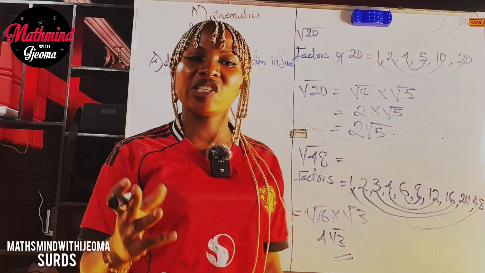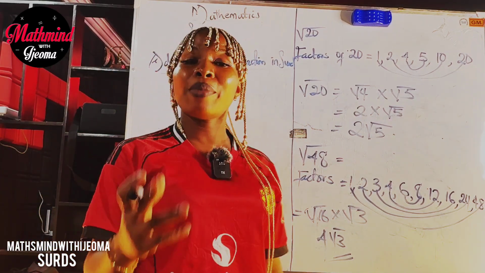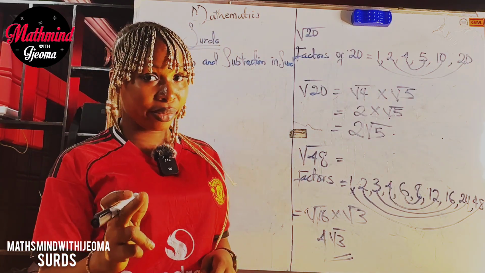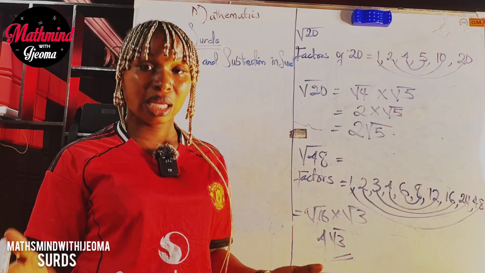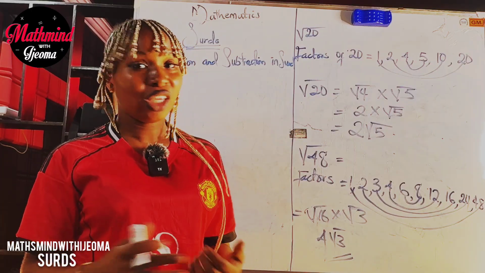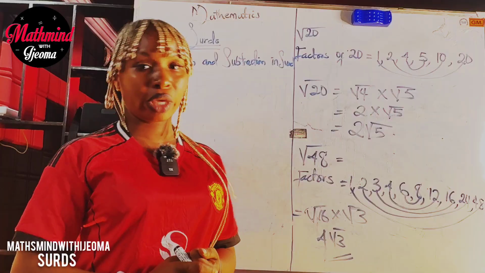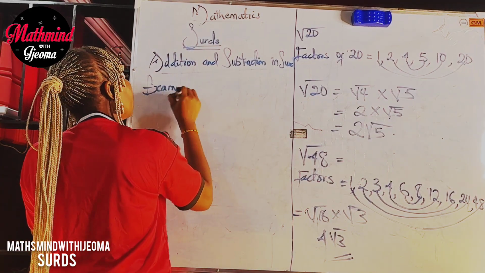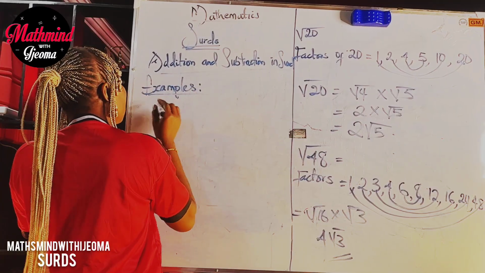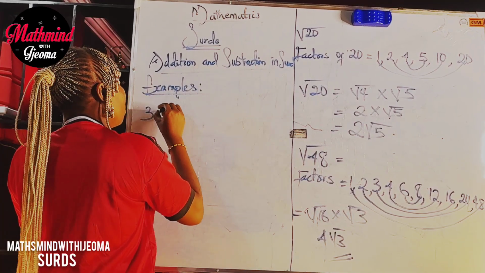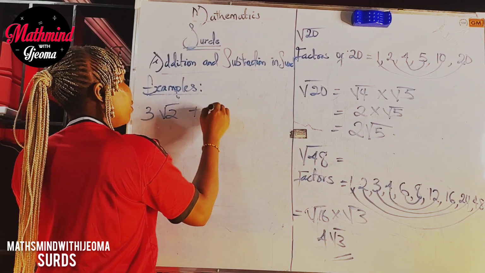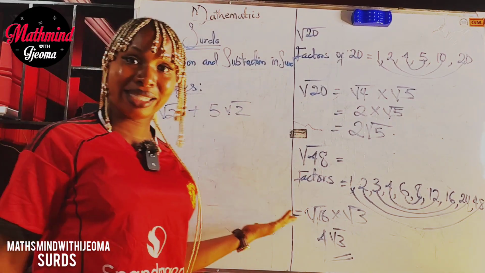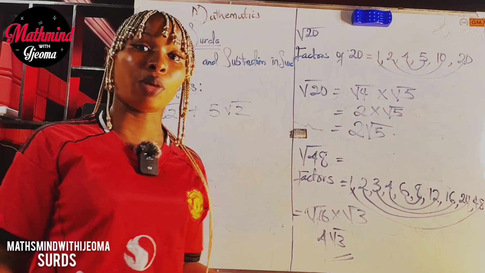Now, let's talk about addition and subtraction in surds. When you talk about addition and subtraction in surds, once the surds are the same, you can add and subtract. Once the surds are different, you cannot add and subtract. Okay? So, if you have things like 3 root 2 plus 5 root 2, in this case, you can add it. Even if it's subtraction, you can still subtract.